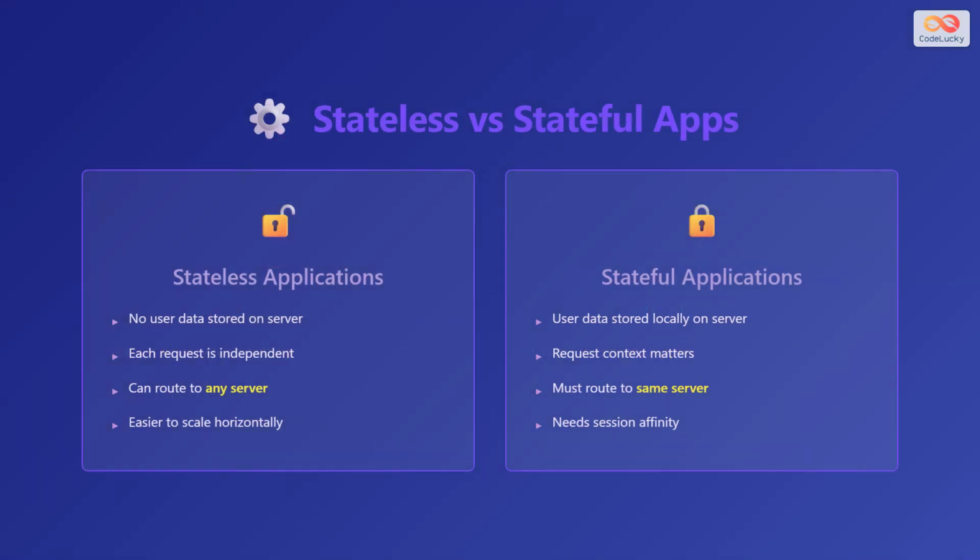Let's understand the difference between stateless and stateful applications. Stateless applications don't store any user data on the server. Each request is completely independent, so they can be routed to any server in the cluster. This makes scaling easier. Stateful applications, on the other hand, store user data locally on the server. Request context matters, and each request depends on previous interactions. These applications must route requests to the same server, which is where Session Affinity becomes essential.